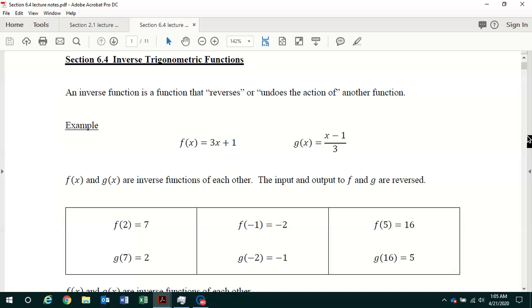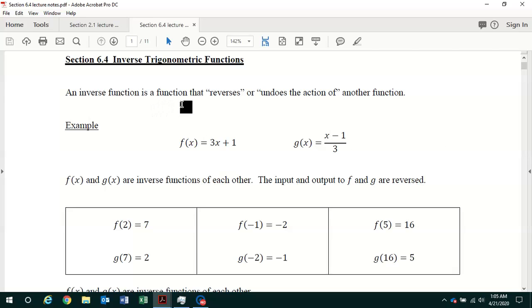Class, this is the first video on section 6.4 in your textbook, the inverse trigonometric functions. So you have learned all about the 6 trigonometric functions. Now in this section we're going to learn about their inverse trigonometric functions. So before we do that, I want to do a little review of what an inverse function is.